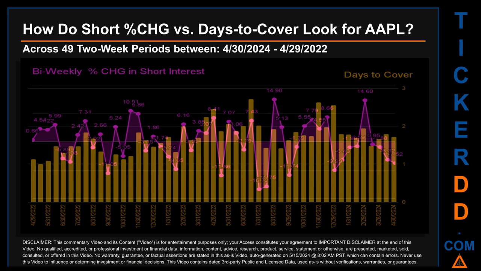The average days to cover was about 1.69. The biggest days to cover was 2.71 and it happened once on July 14, 2023 settlement date.